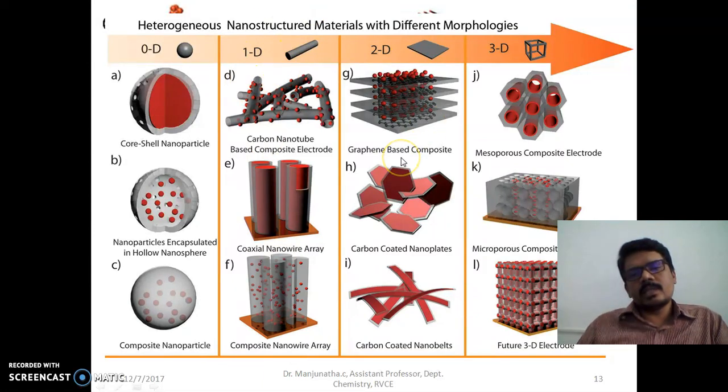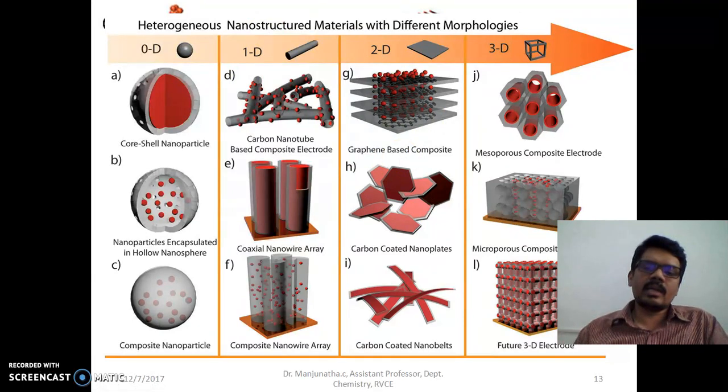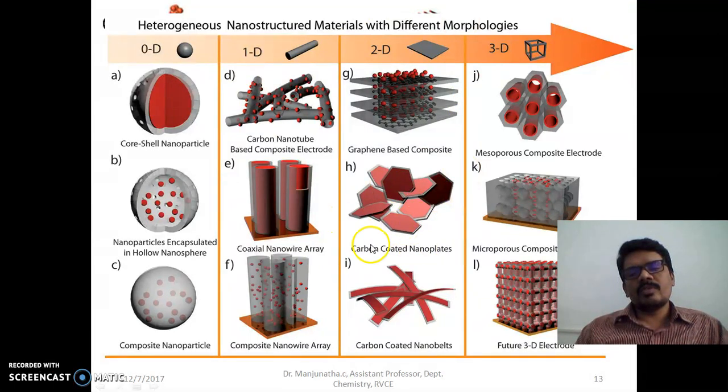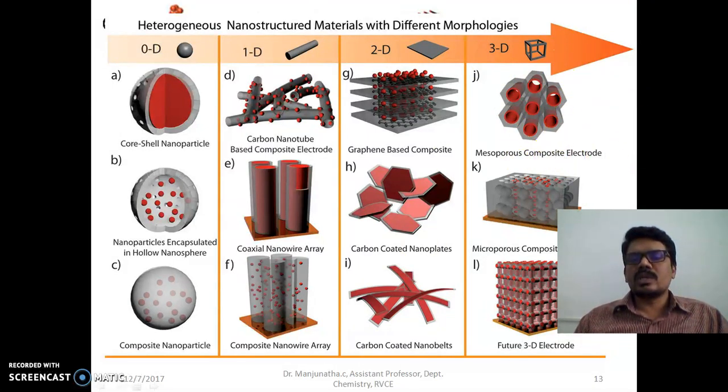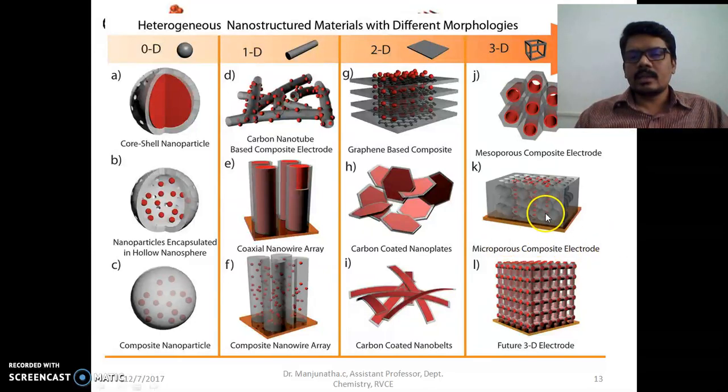In two-dimensional materials, they will be in the form of sheets. They grow beyond 100 nanometers in two dimensions. They may be in the form of plates, belts, like that. And in 3D, we have the combination of one-dimensional mesoporous composite electrodes used in some batteries. And this is another electrode embedded with some other nanoparticles inside. And this is a three-dimensional electrode made up of one-dimensional and zero-dimensional material.